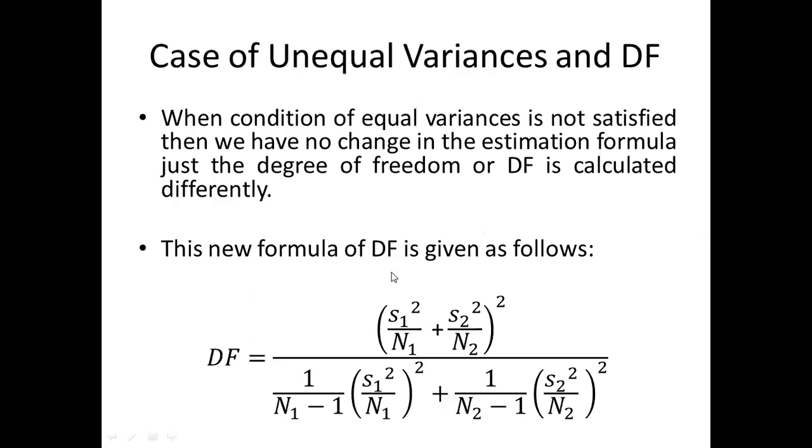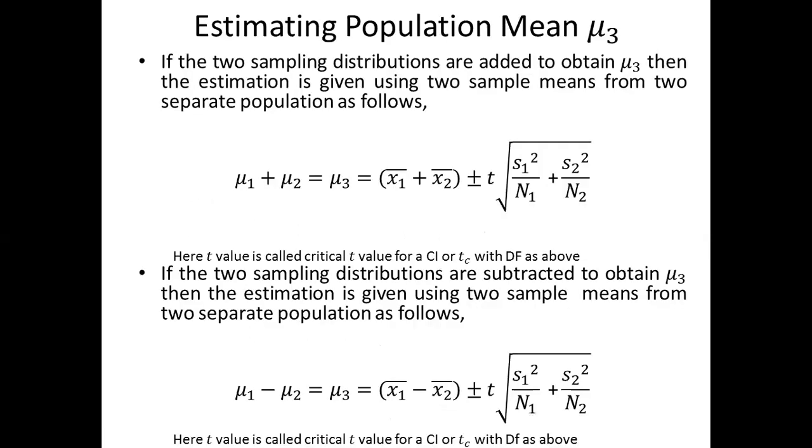And this is a quite weird looking formulation of the degree of freedom. So the only tiring problem, the only weary problem, is the calculation of the degree of freedom. The estimation formula remains as it was, right? Because we cannot take anything common, so it is as it is.